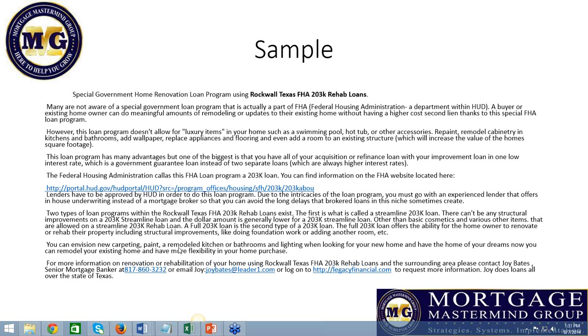You can envision new carpeting, paint, a remodeled kitchen or bathroom, and lighting when looking for the new home and have the home of your dreams now. You can remodel your existing home and have more flexibility in your home purchase. And then the closing: for more information on renovation and rehabilitation of your home using Rockwall, Texas FHA 203K rehab loans and the surrounding areas, please contact Joey Bates, Senior Mortgage Banker, 555-1212, joy@joy.com, and log on to joy.com to request more information. Joy does loans all over the state of Texas.